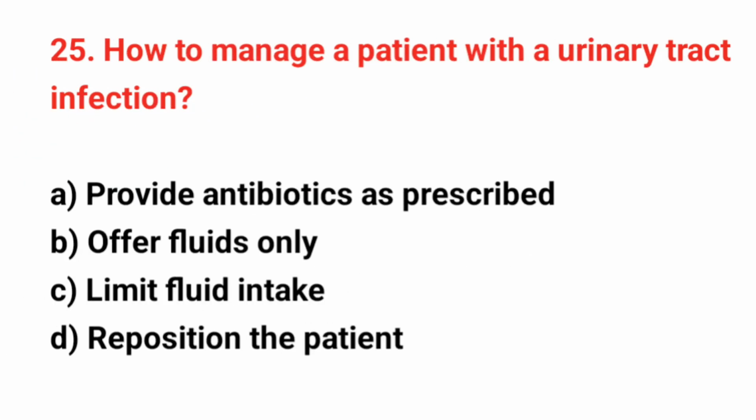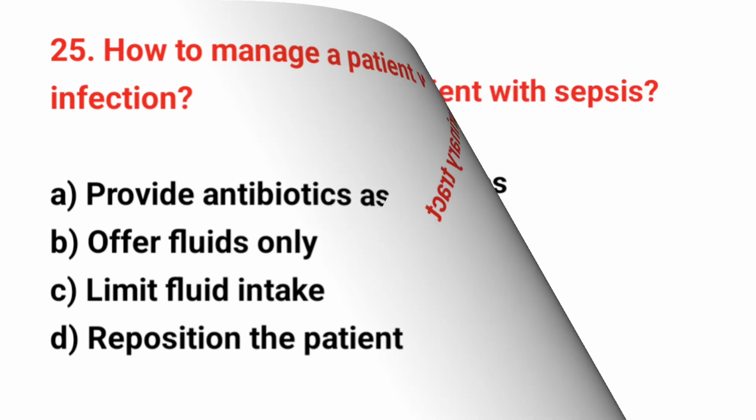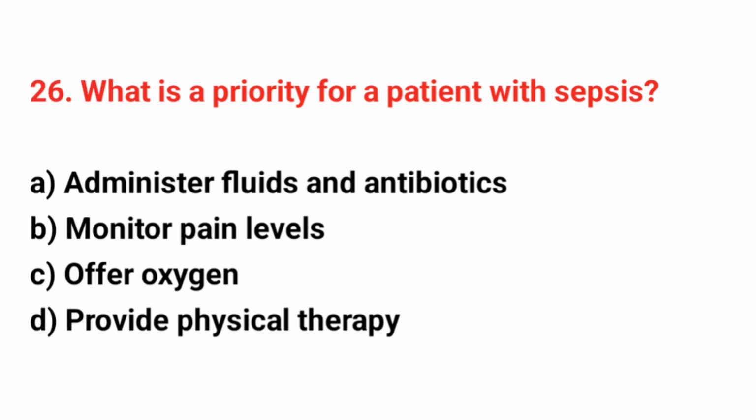Question number 25. How to manage a patient with urinary tract infection? The right answer is option A, provide antibiotics as prescribed. Question number 26. What is the priority for a patient with sepsis? The right answer is option A, administer fluid and antibiotics.